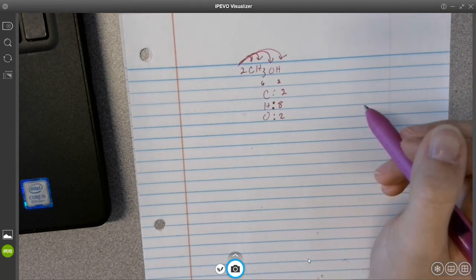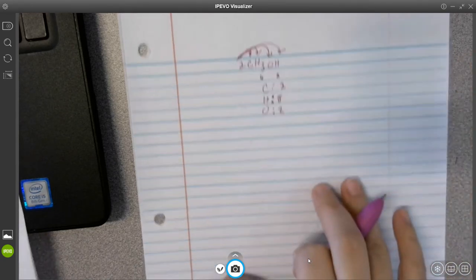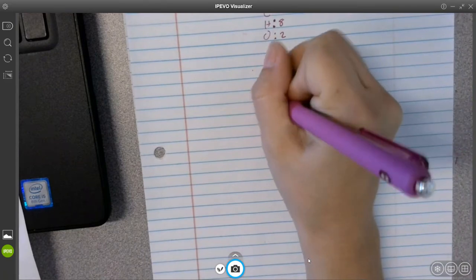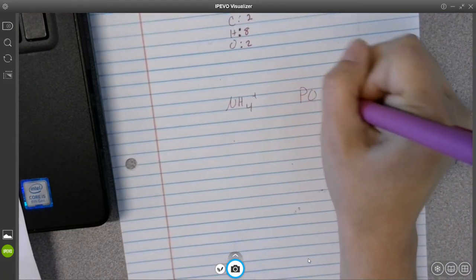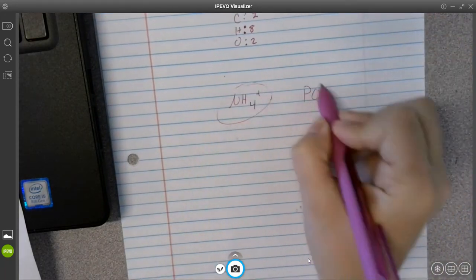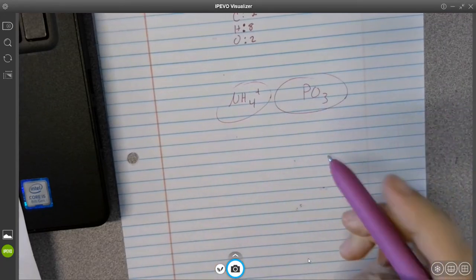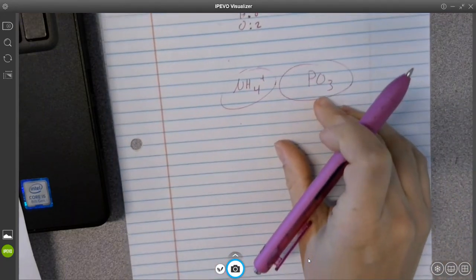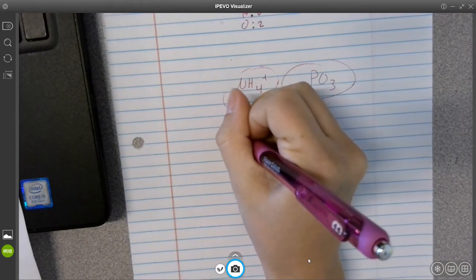Now, when we start getting polyatomics involved, polyatomics, again, were NH4 or PO3. These were polyatomics. They would keep their name. So this would be ammonium or phosphate. When you start seeing polyatomics involved, you're going to start seeing parentheses.